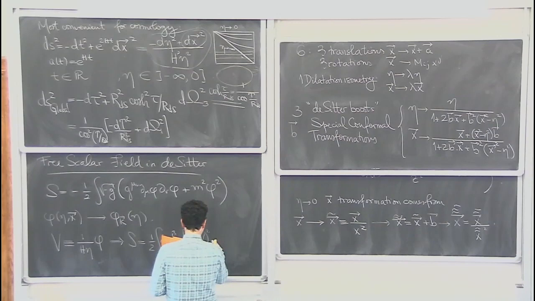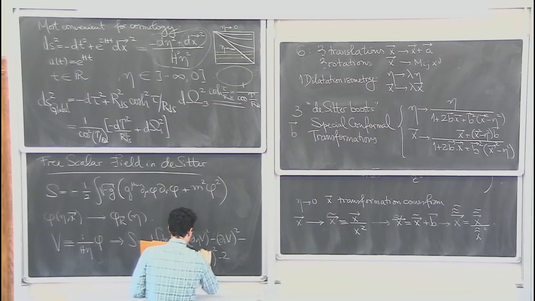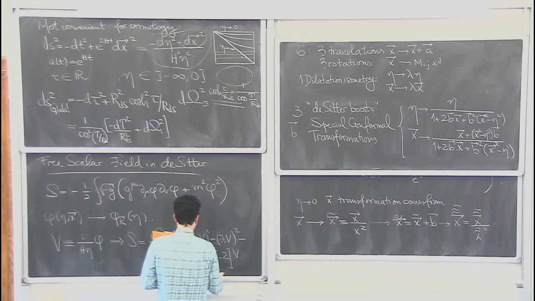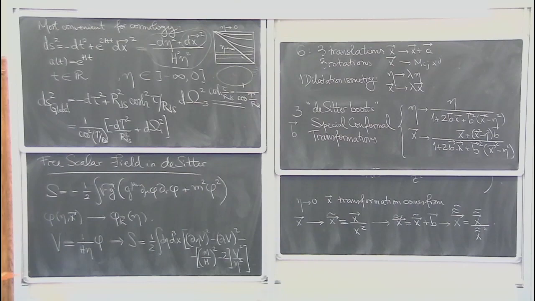let me go to Fourier modes in a second. Minus m over H squared minus 2, v squared over eta squared. Okay. So this variable v, when the mass is zero, is usually referred to as the Mukhanov-Sasaki variable. Okay.